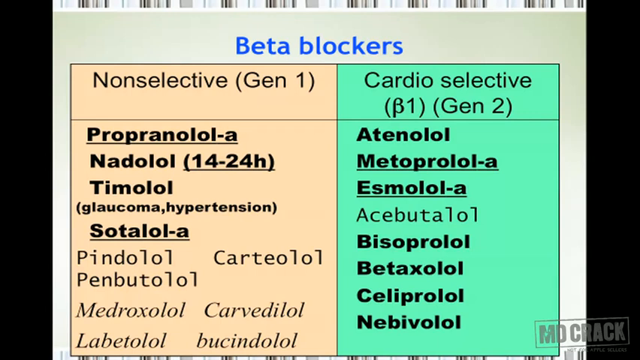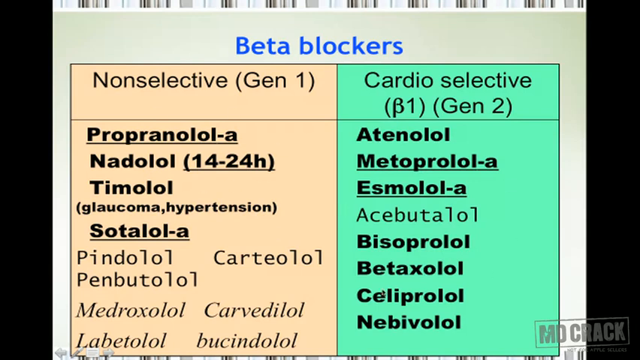Now we come to the beta blockers. Have a nice look at this particular slide. I've created this slide particularly because you should be able to revise all your beta blocker classification with the help of just one single slide. On the left-hand side, you have non-selective beta blockers, and on the right-hand side, you have cardioselective beta blockers. The non-selective ones are also called generation 1 beta blockers, and the cardioselective are also called generation 2 beta blockers. Although we are calling it cardioselective, the real meaning is they are more selective at the beta 1 receptors. Because the beta 1 is in the heart, there's a trend to call them cardioselective beta blockers.